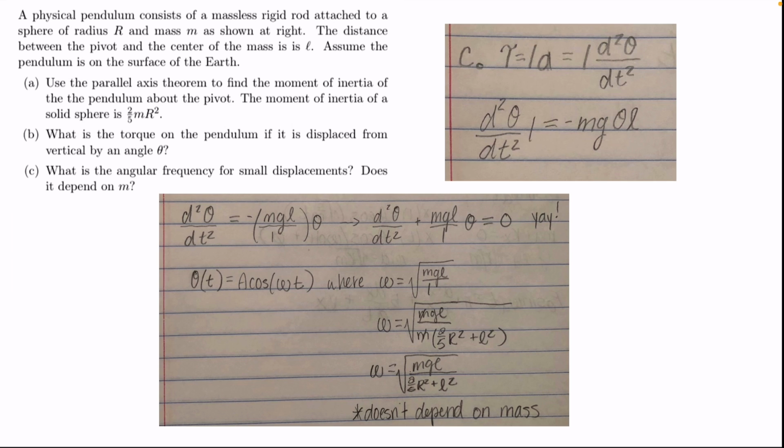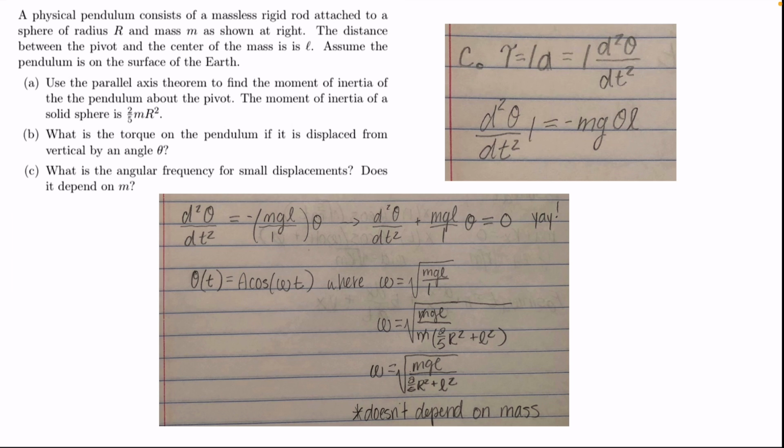I think the tricky part was remembering that you can put that d squared theta over dt squared equals negative mg theta L equation into that form, which just allows us to use the whole solution thing that is in our notes in order to solve for that angular frequency. So that can be tough.